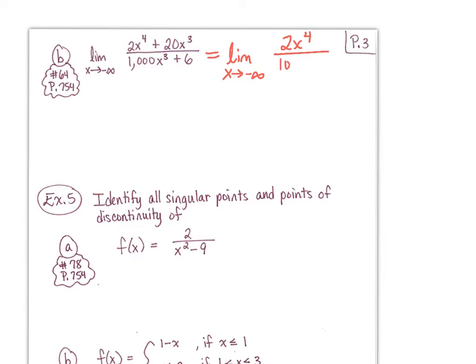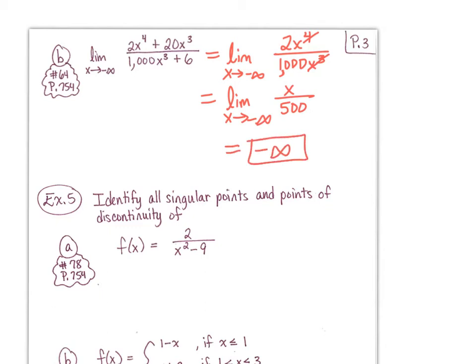divided by 1000x cubed. So that's equal to, notice that the x cubed cancels out with 3 of the x's on the numerator, so it leaves us with an x. So this is the limit as x approaches negative infinity of x over 500, because 2 goes into 1000 500 times. So as x approaches negative infinity, notice that this number here is going to be getting large but in the negative direction. So our answer here is just negative infinity.